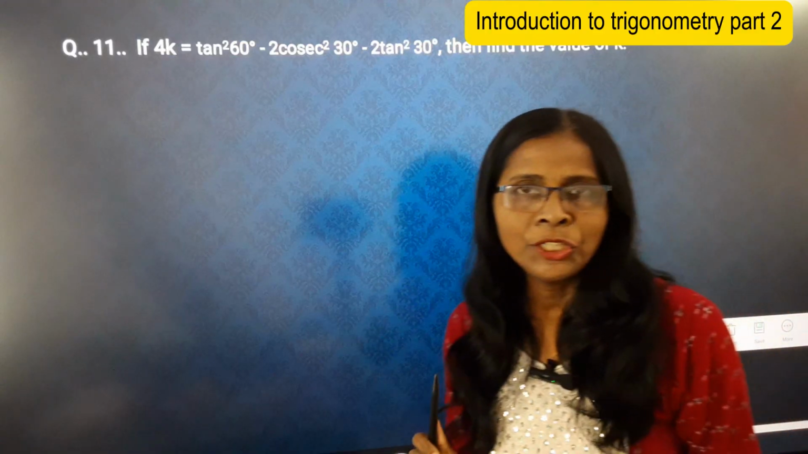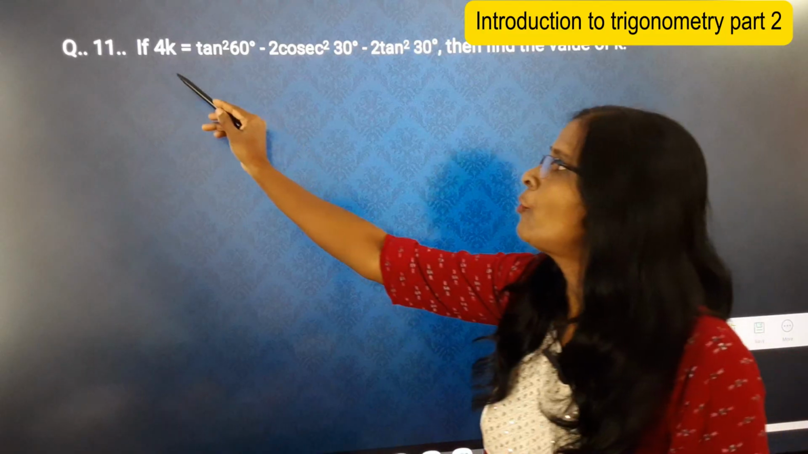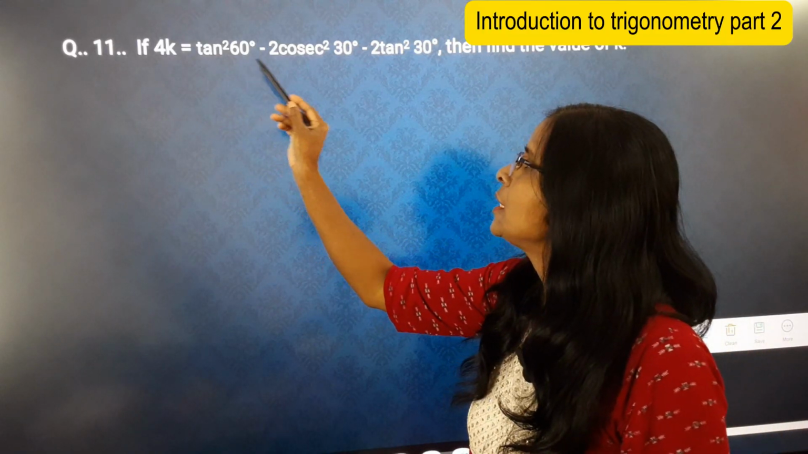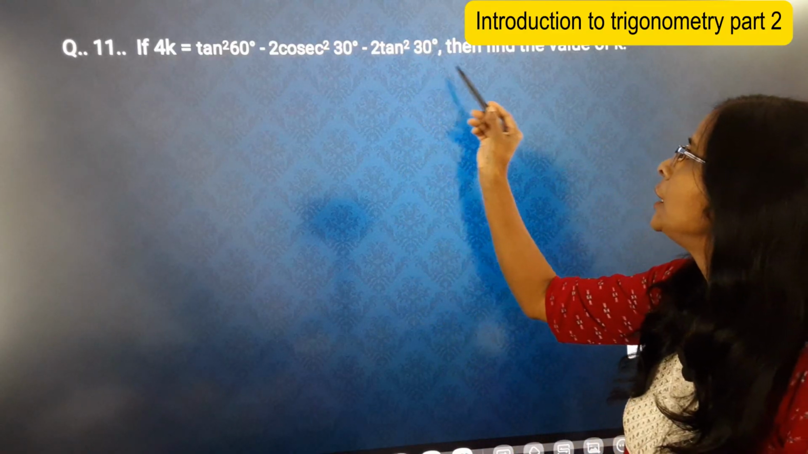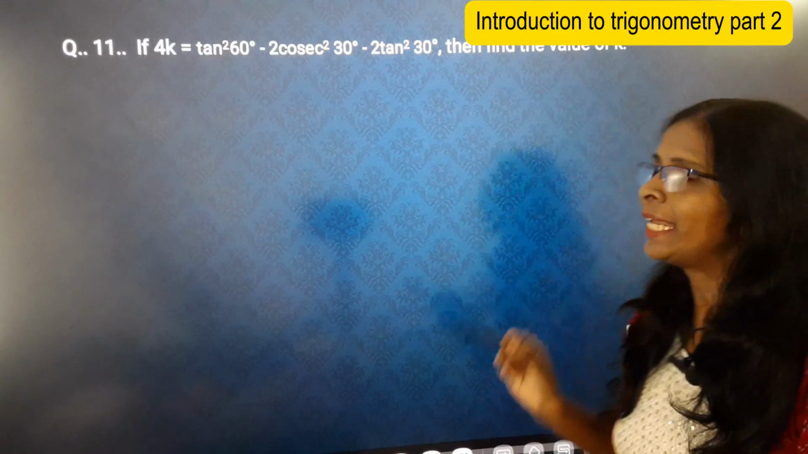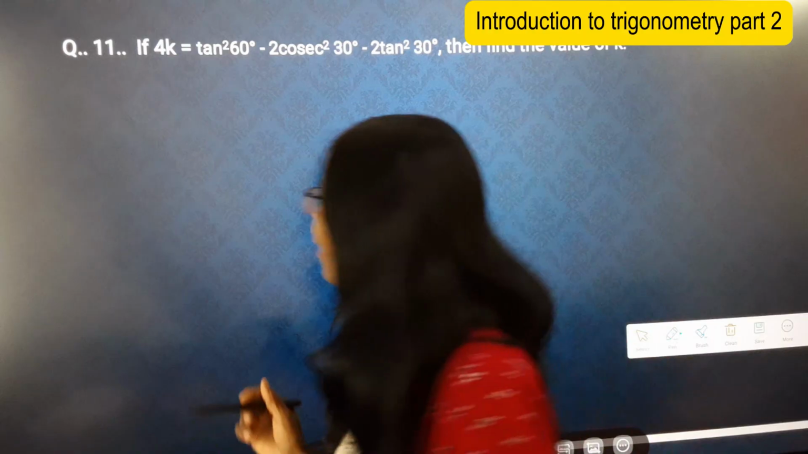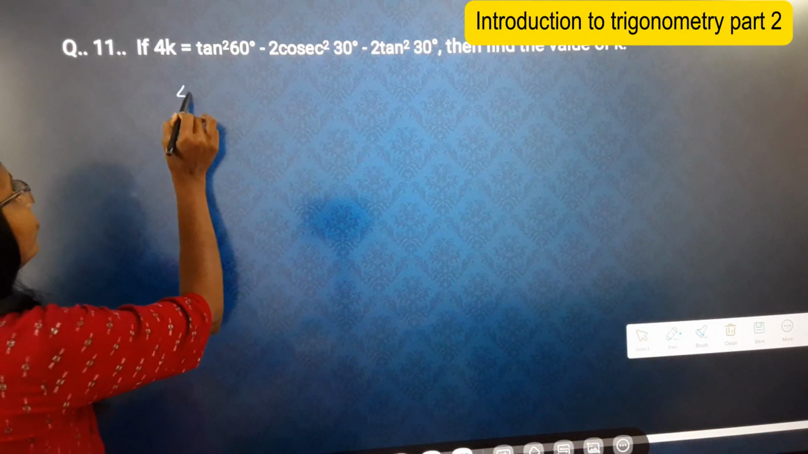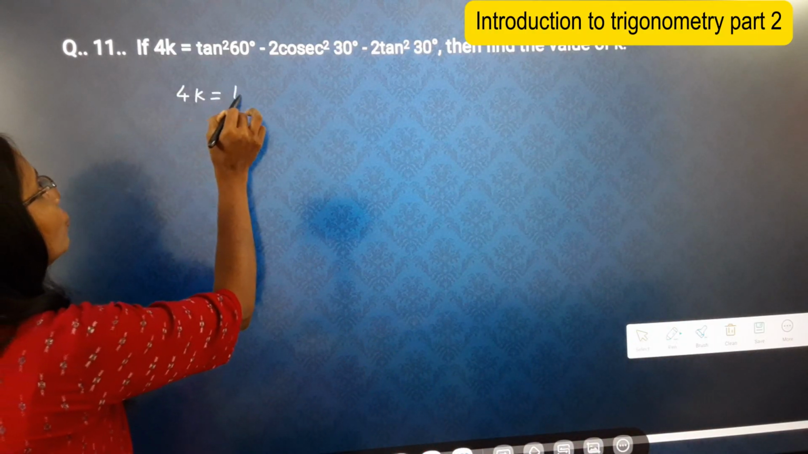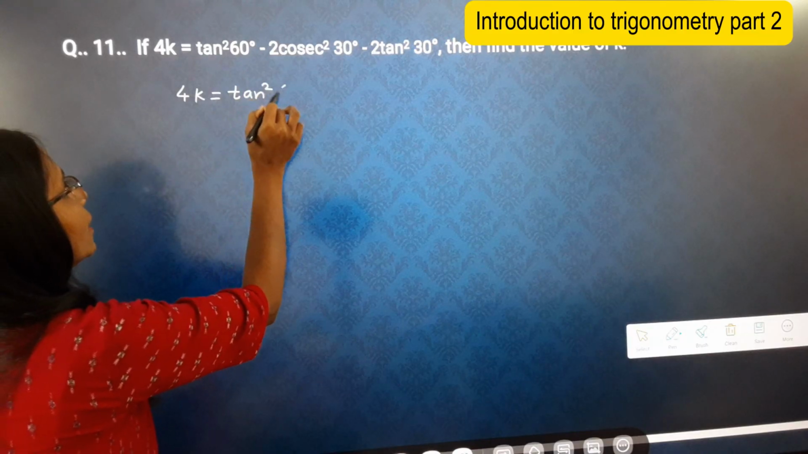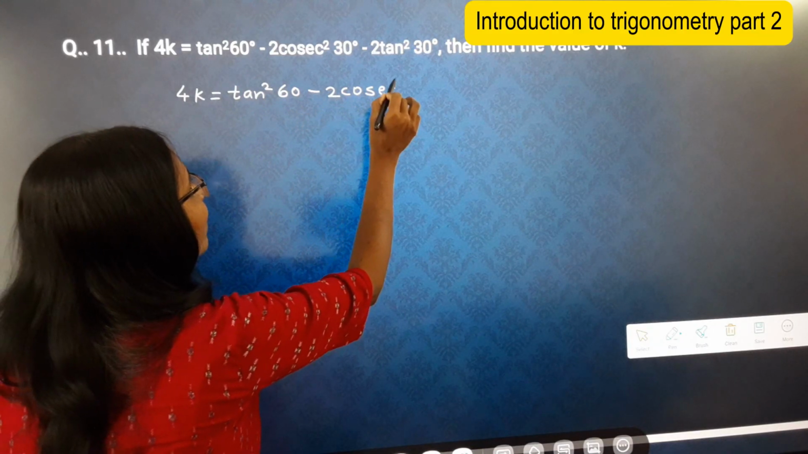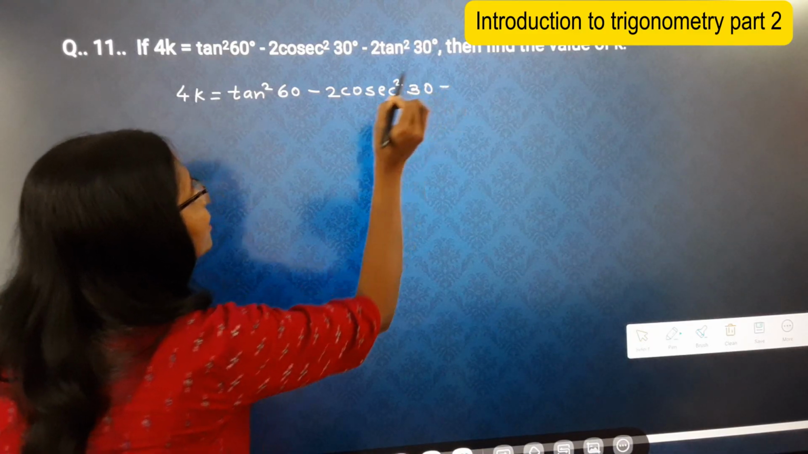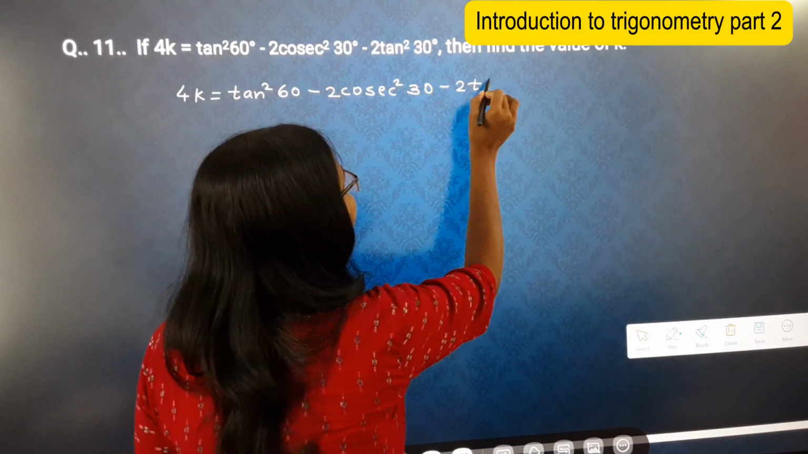Okay students, question 11. If 4k is equal to tan square 60 minus 2 cosec square 30 minus 2 tan square 30, then find the value of k here. Okay students, so now here first we write 4k is equal to tan square 60 minus 2 cosec square 30 minus 2 tan square 30.